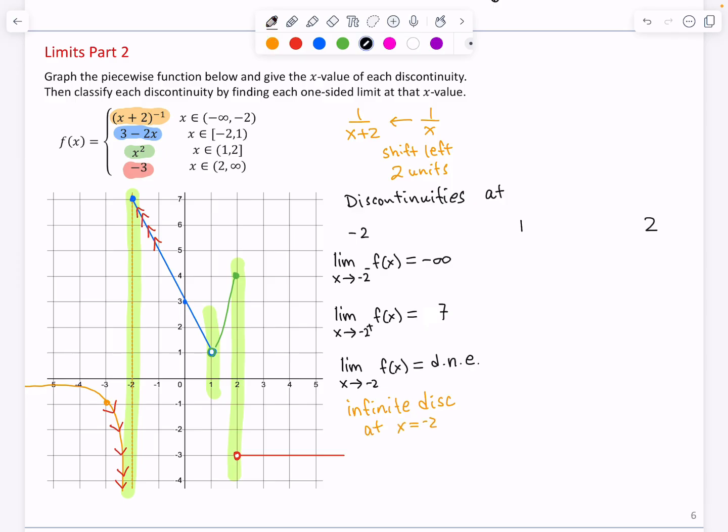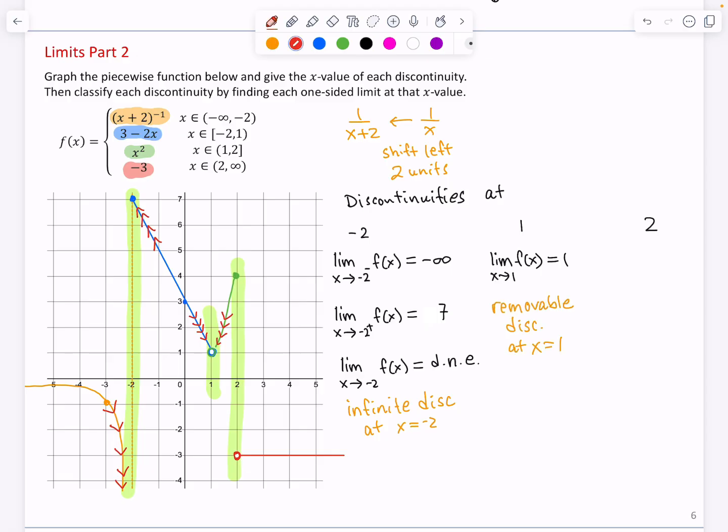Now let's focus at x equals 1. From the left, we look at the blue curve, and as we get closer to x equals 1, the outputs get closer to a height of 1. And if we approach x equals 1 from the right, we look at the green curve, but the outputs here are also approaching a height of 1. So both one-sided limits are 1, so the two-sided limit is 1. However, there is no point there, so this is a removable discontinuity at x equals 1.